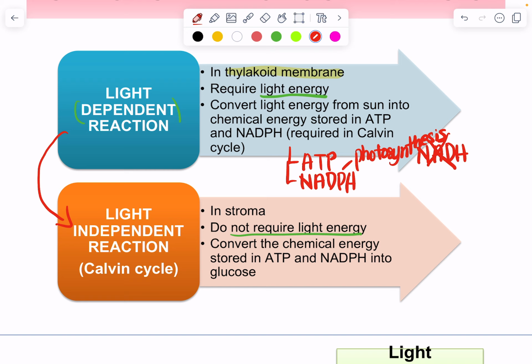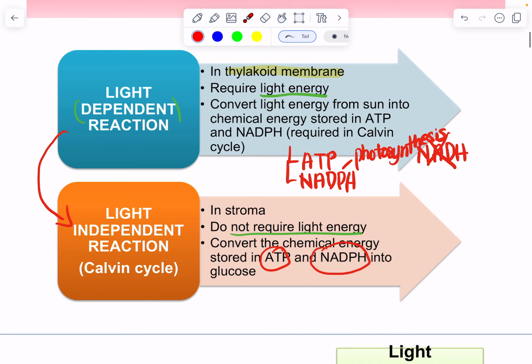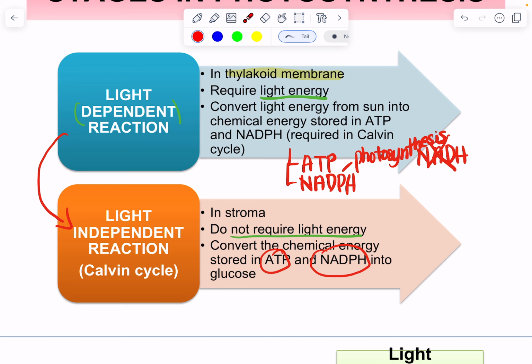Because why? Look at here. Calvin cycle converts the chemical energy stored in ATP and NADPH to glucose. If we don't produce ATP and NADPH in the first place, how can we go to Calvin cycle? So these two must be produced before they enter light-independent reaction. Please remember these two. ATP and NADPH are the products of light-dependent reaction. If not, why would they enter this?